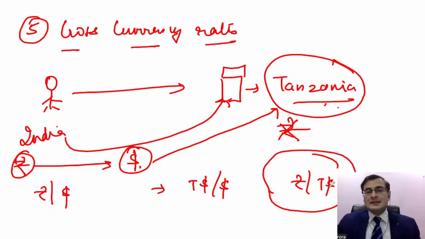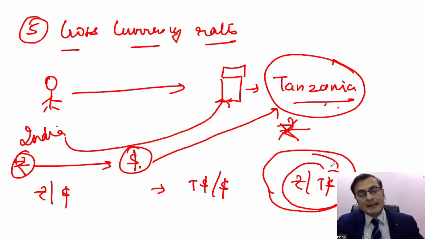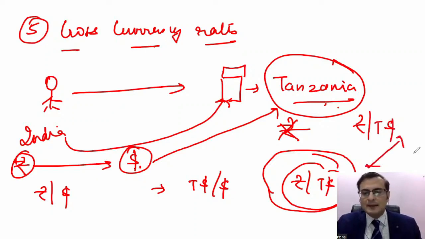The second question that is very frequently asked by the examiner, listen carefully: they would ask you what will be the quote. It means you will first have to calculate, then they will give their own quote in rupees per Tanzanian dollar, and you have to compare them. If they are not the same, then there is an arbitrage opportunity.